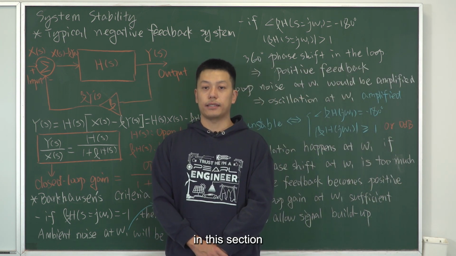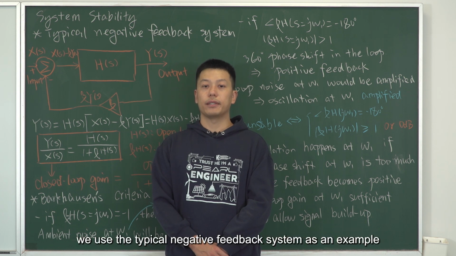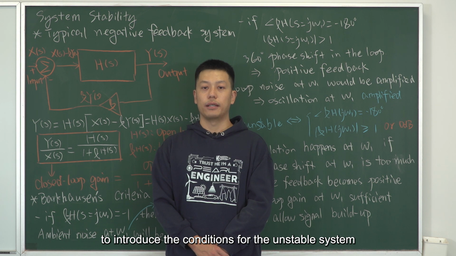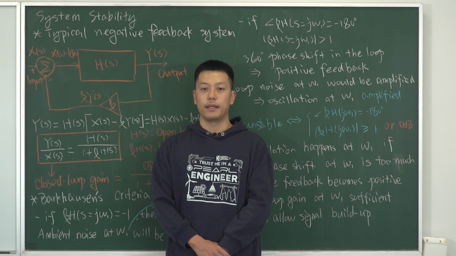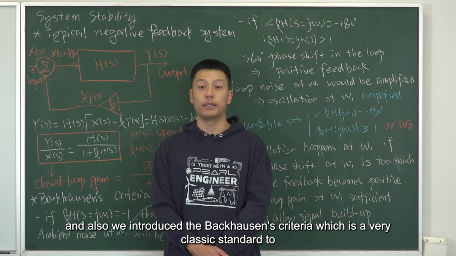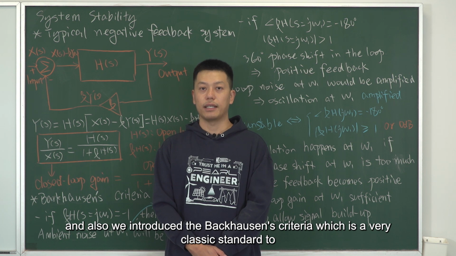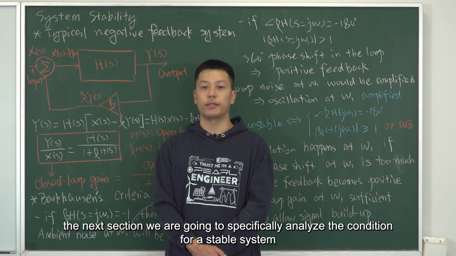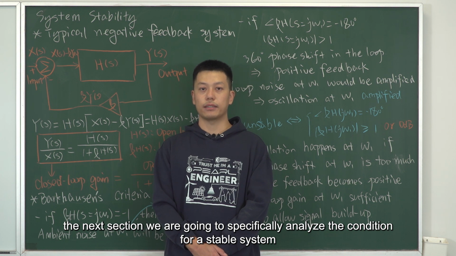In this section, we use the typical negative feedback system as an example to introduce the conditions for the unstable system. And also we introduced Barkhausen's criteria, which is a very classic standard to determine the stability of a closed loop system. And next section, we are going to specifically analyze the condition for a stable system.